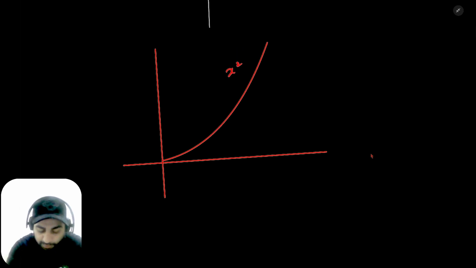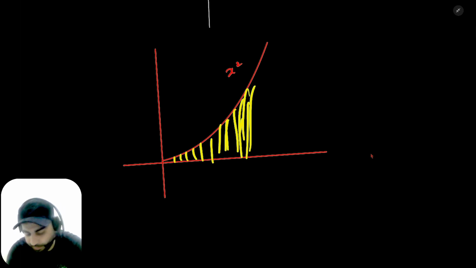For example, let's suppose we have this curve which is x square, and we have to find this area. If I want to find this area, the first thing I'm interested in is seeing what happens on changing this x. For example, this is my x.